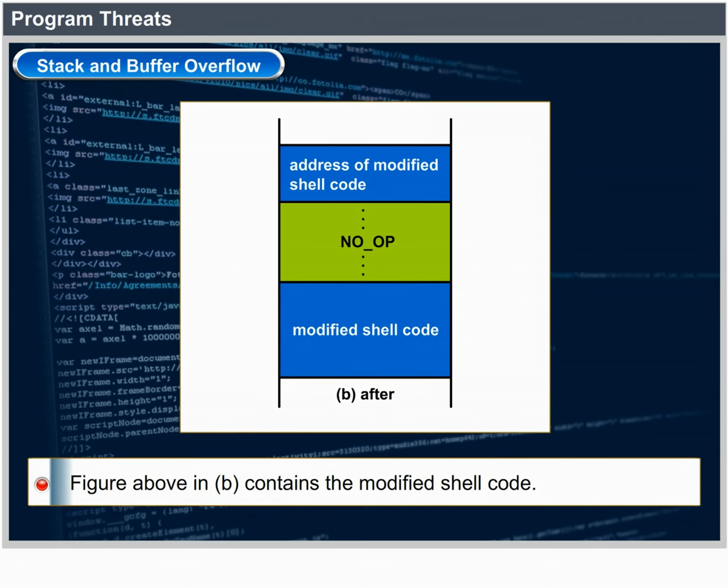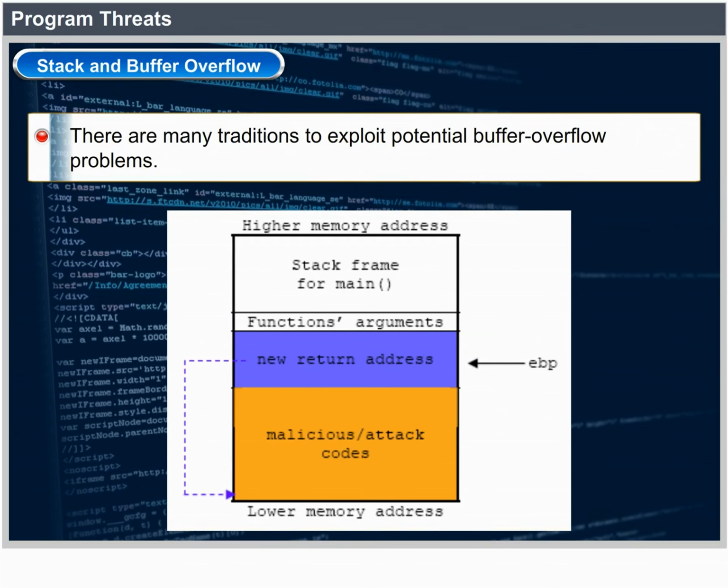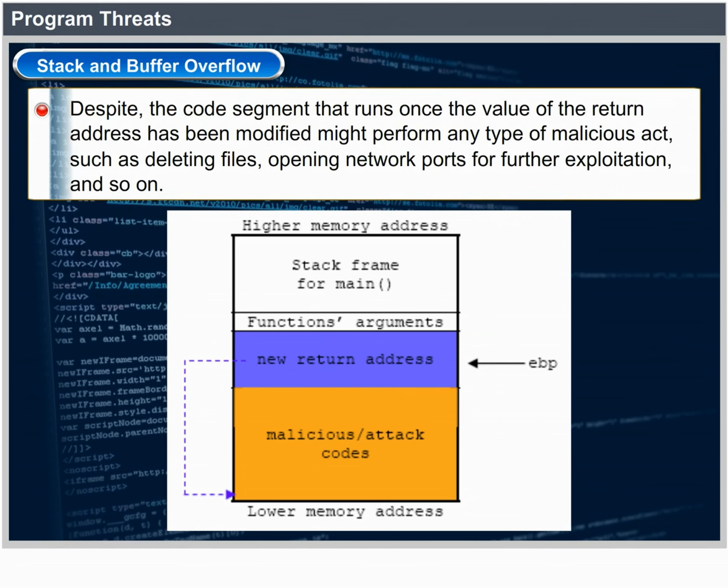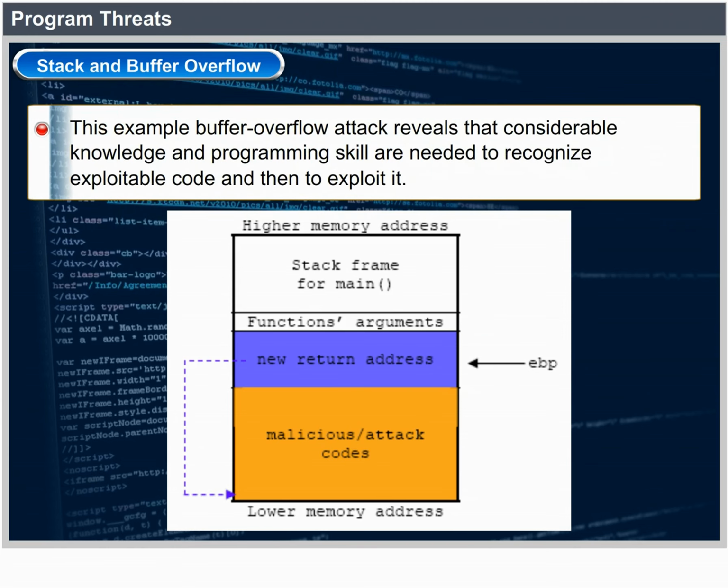There are many ways to exploit potential buffer overflow problems. In this example, we consider the possibility that the program being attacked, the code shown in the figure for the C program with buffer overflow condition, ran with system-wide permissions. However, the code segment that runs once the value of the return address has been modified might perform any type of malicious act such as deleting files, opening network ports for further exploitation, and so on. This example buffer overflow attack reveals that considerable knowledge and programming skill are needed to recognize exploitable code and then to exploit it.